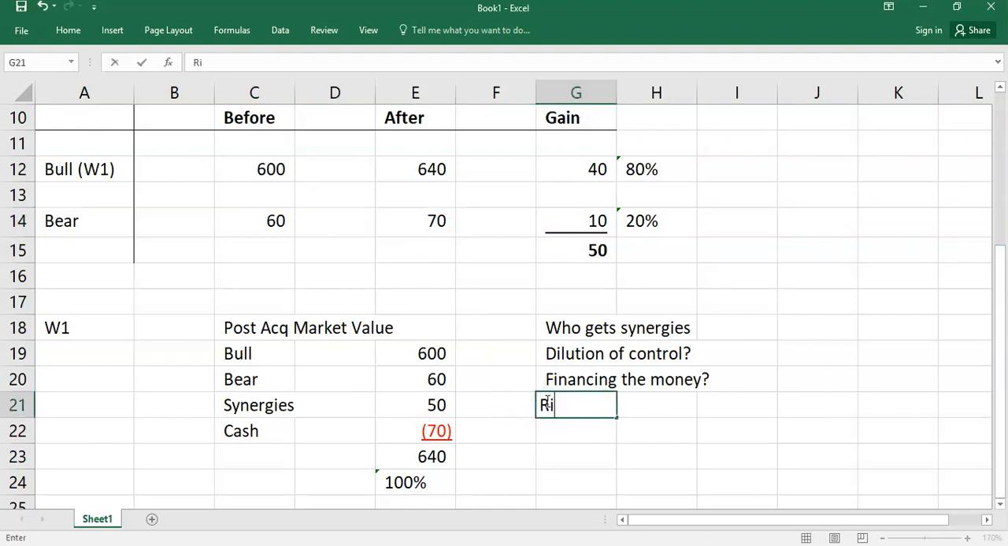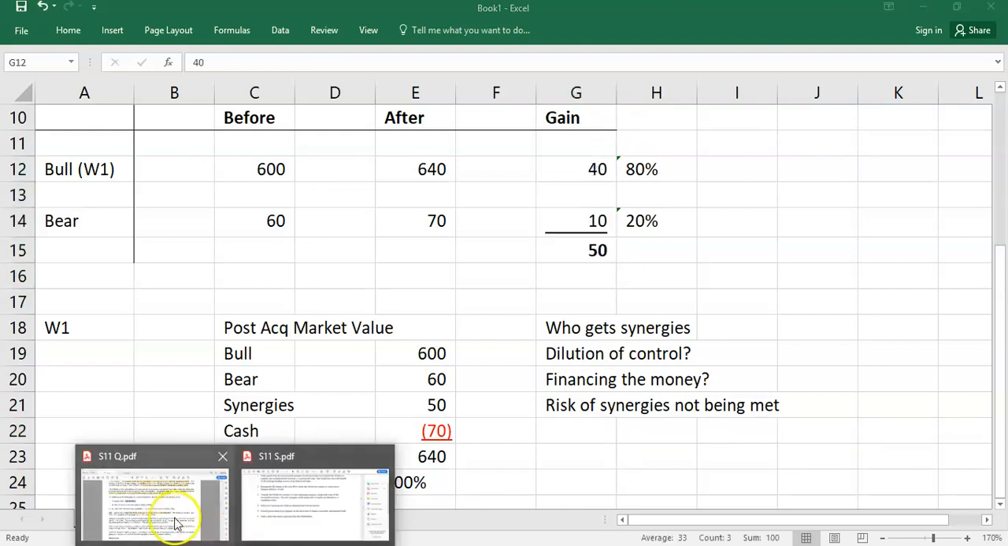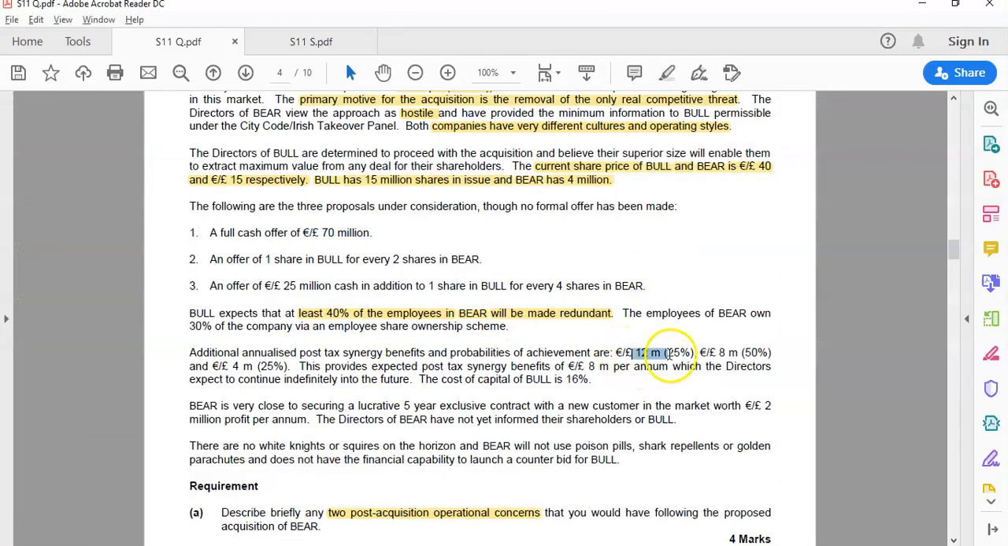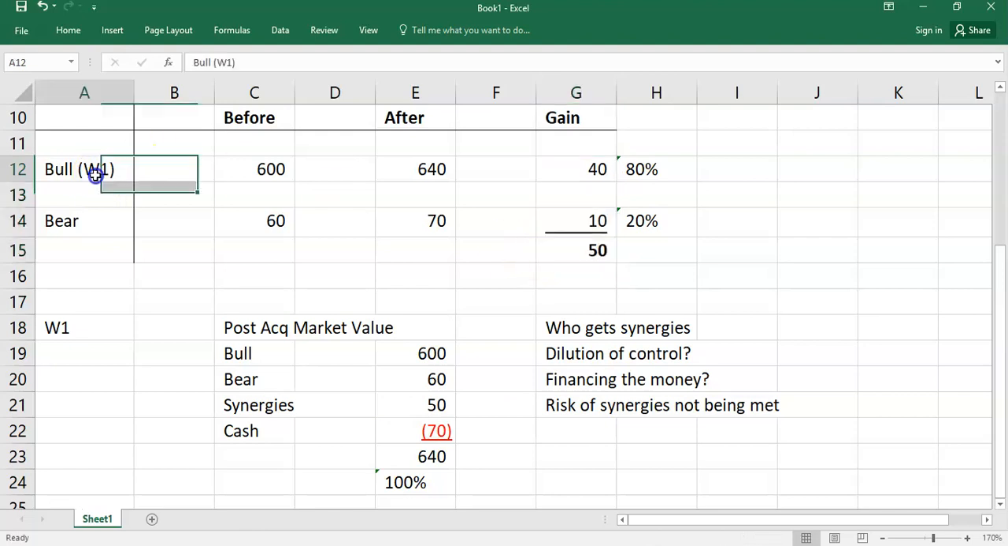And then the last one is the risk of synergies not being met. So who is taking on the risk here that these 50 synergies, remember these are just an expectation. If you come back and look here, they could be 12 million, it could be as low as 4 million. But the way the deal is done here, if the synergies don't come to fruition, the shareholders that are going to lose out are bull. Because bear shareholders have got a solid, guaranteed 70 million in cash, and they've walked away.